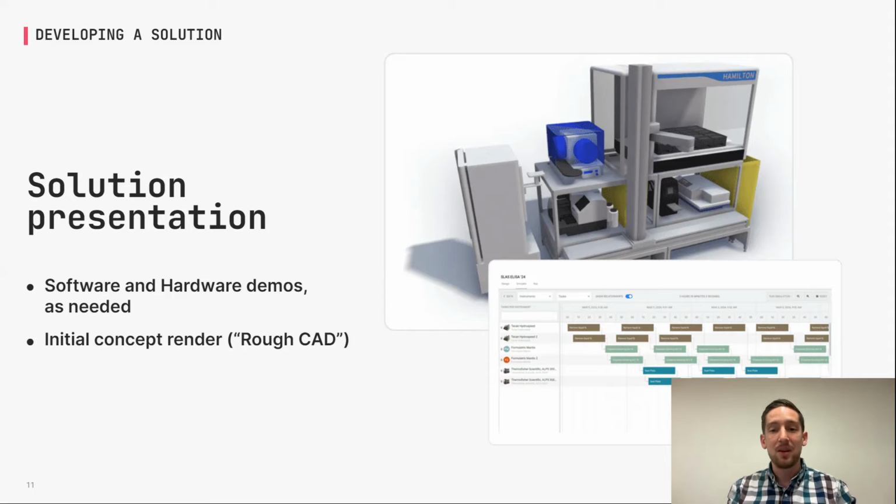So then the next step is an initial concept render. I call that rough CAD or scientist CAD because it's usually me putting it together. The picture at the top is an example of that. So it's just, okay, here's the equipment that I think you need or that we've discussed we need. Here's how it would be assembled. Here's a rough idea of footprint, but by no means the final design that you would receive.